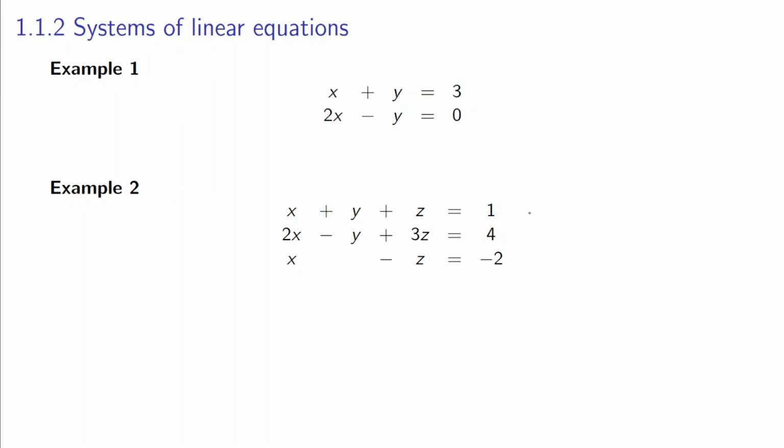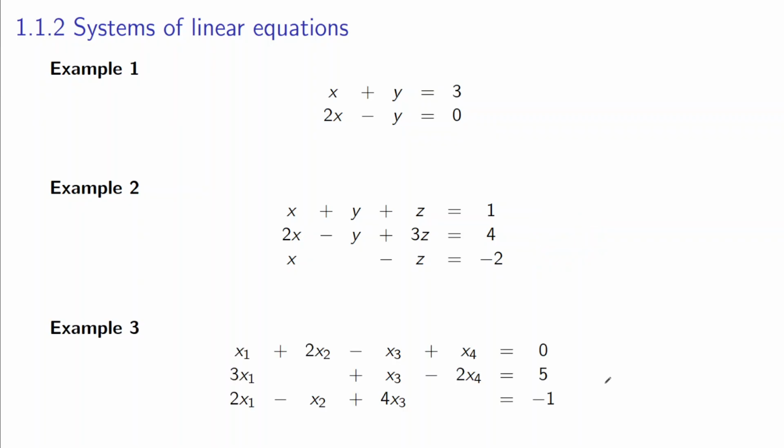This is an example of a system with three equations. And now we can see that there are three unknowns. Those are x, y, and z in this example. And here's an example of a system with also three equations, but this time we have four unknowns, x1, x2, x3, and x4.